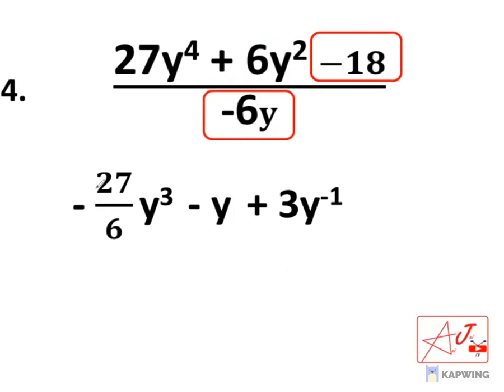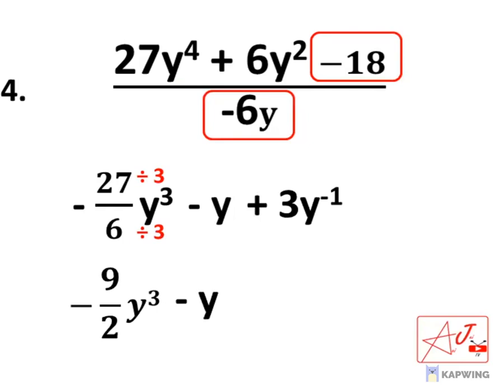Tingnan muna natin yung first term natin. Si 27 over 6 ay pwede po pong i-simplify. Both of them are divisible by 3. Pwede natin silang i-divide kay 3. 27 divided by 3 is 9 and 6 divided by 3 is 2. So, ang ating answer dyan ay negative 9 over 2y cubed. So, yung gitna naman ay okay na yan, kaya ganyan na rin siya.